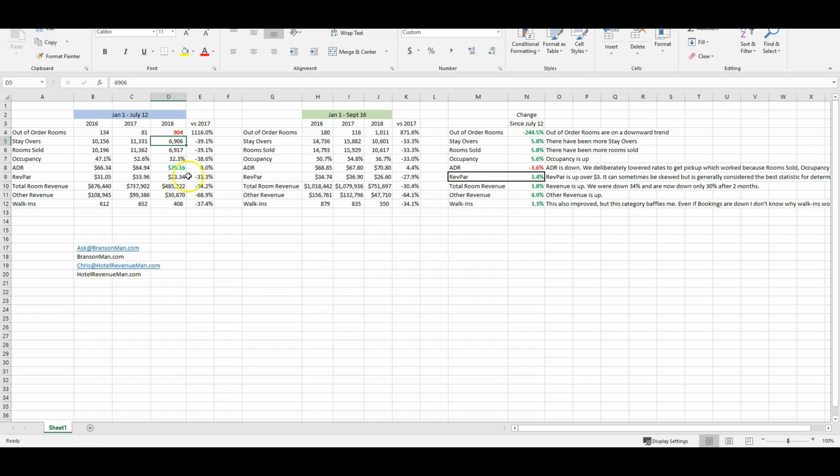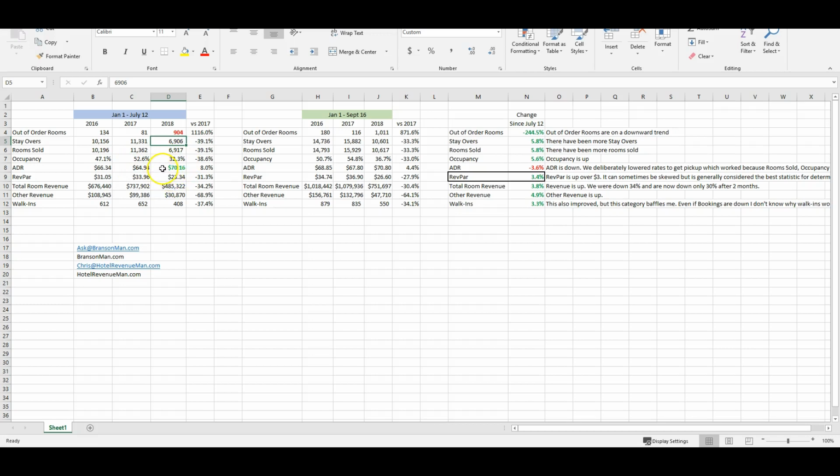RevPAR. Typically, hoteliers everywhere, and when you go to hotel revenue management school, they'll tell you the most important metric is RevPAR, revenue per available room. Why? It takes your occupancy, which as summary is how many rooms you sold. Not technically correct, but we'll just go with it. How many rooms you sold, and it combines it with how much you got for each room, the ADR.